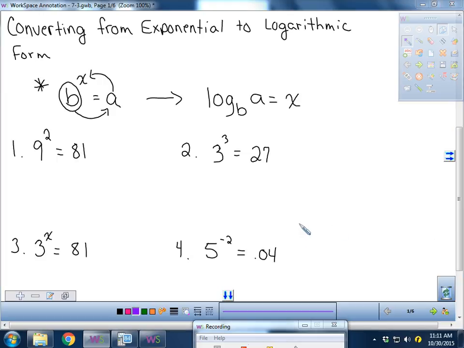Okay, so the first way we're going to talk about is converting from exponential to logarithmic form. You always start with your base. So this is the base of my exponent. This would be the base of my log. So if I rewrite this, I would say log base b of a equals x. Log base b of a equals x.